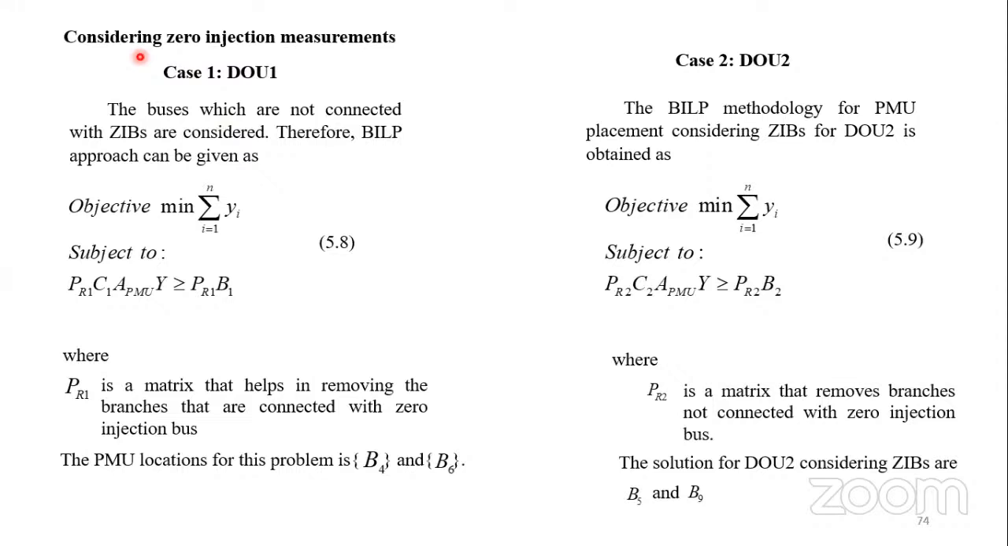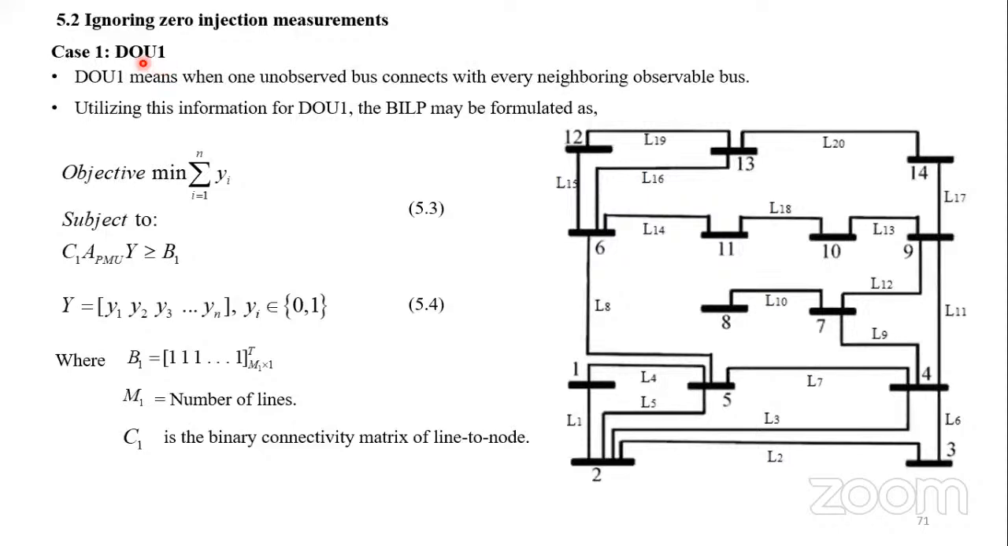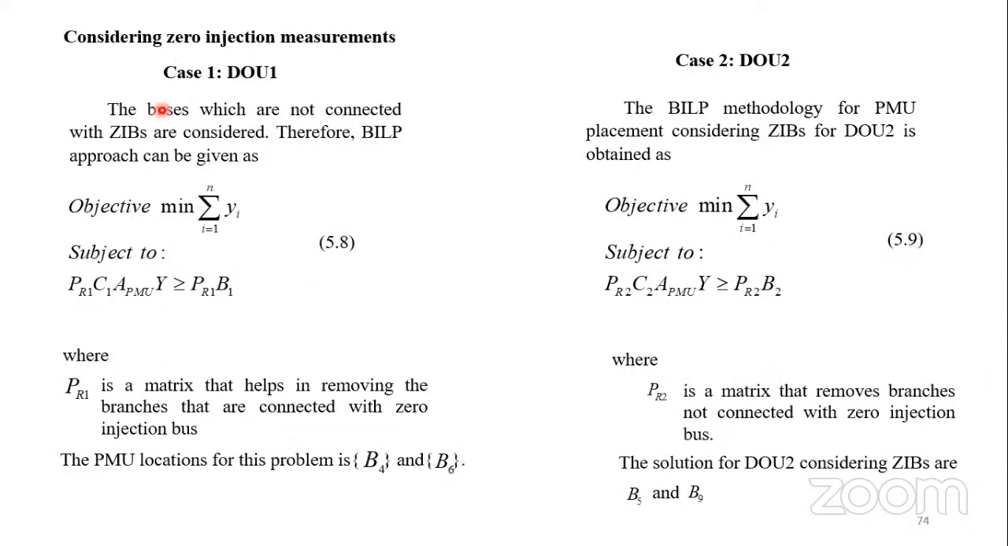Now, the second case is considering zero injection measurement, because here we are considering the zero injection bus. In the earlier cases we had not considered the zero injection bus. But now in case 2, we are considering the zero injection bus measurement. As you are seeing how it behaves, we are subject to the same equations, and only a change is needed.